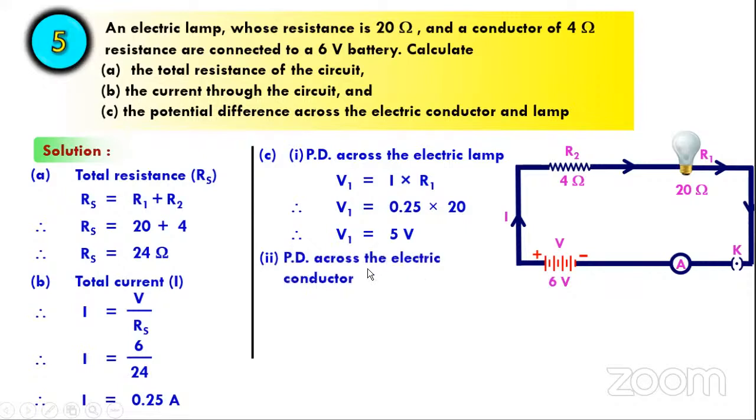For the second one, potential difference across the electric conductor, same formula. V2 is equal to I into R2. I is same, 0.25, which is also equal to 1 by 4, into R2, which is 4. So 1 by 4 into 4 gets cancelled. Then the final answer is 1 volt. Sum of these two is equal to how much? 6. So that is the equivalent voltage here.